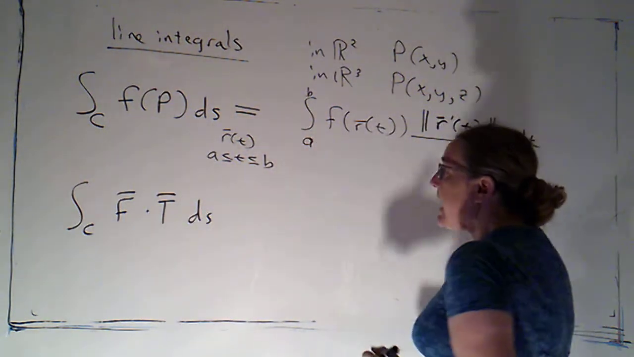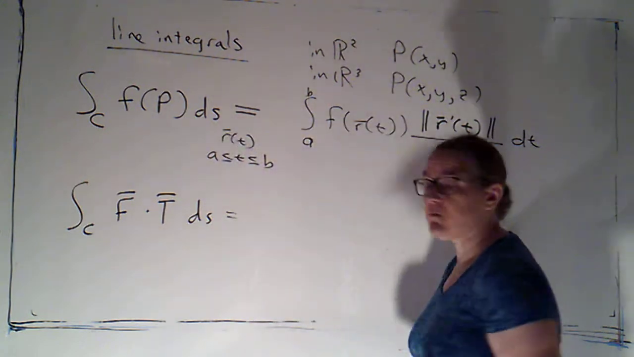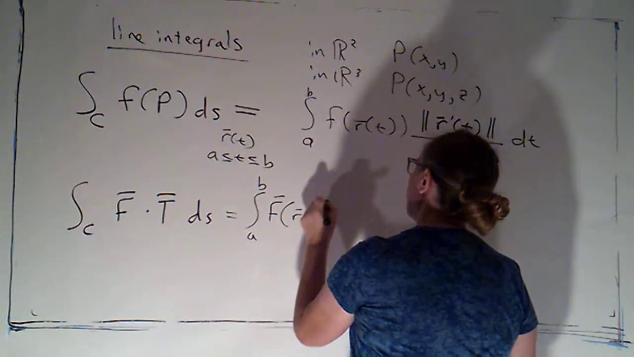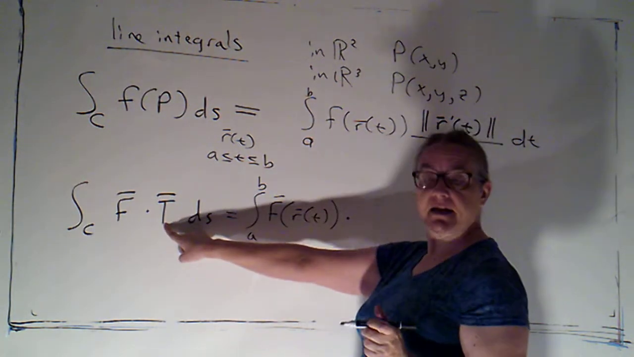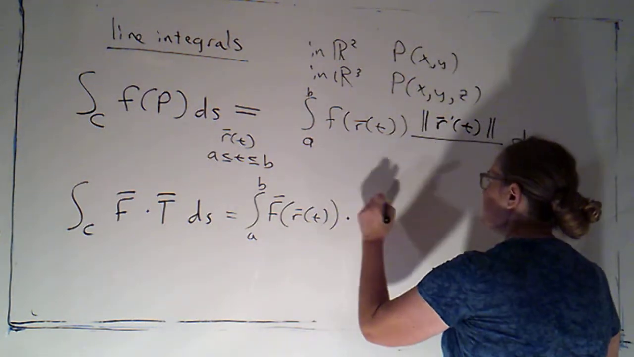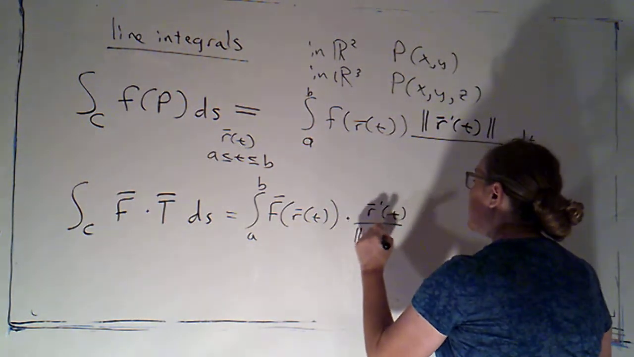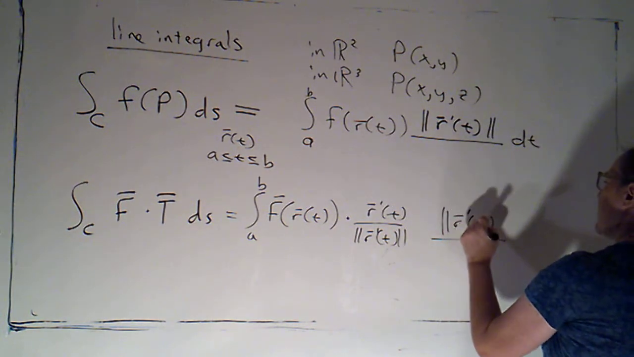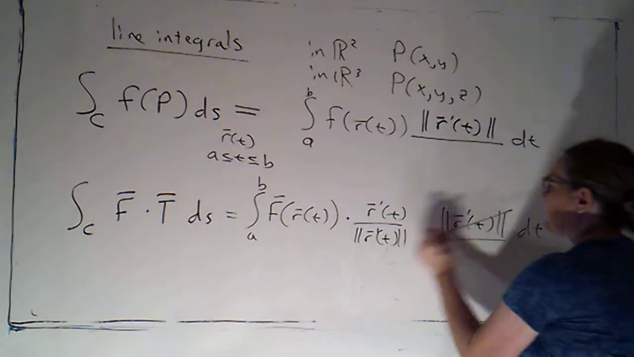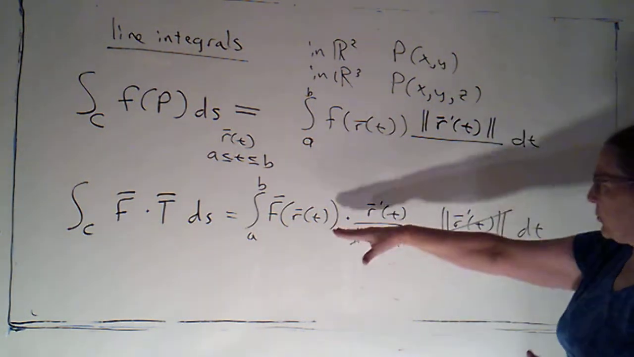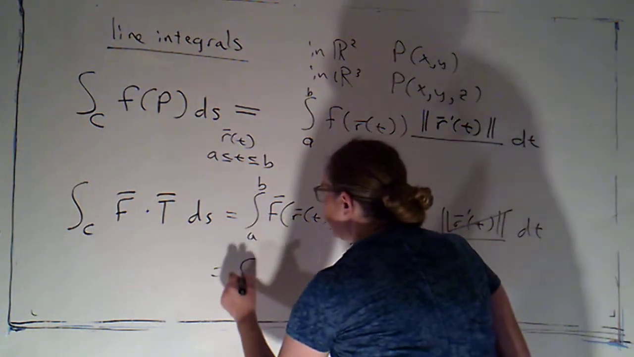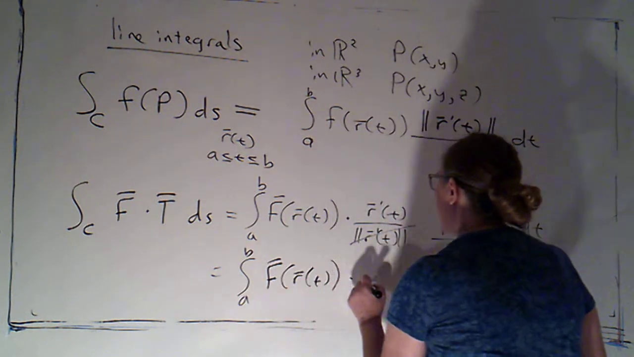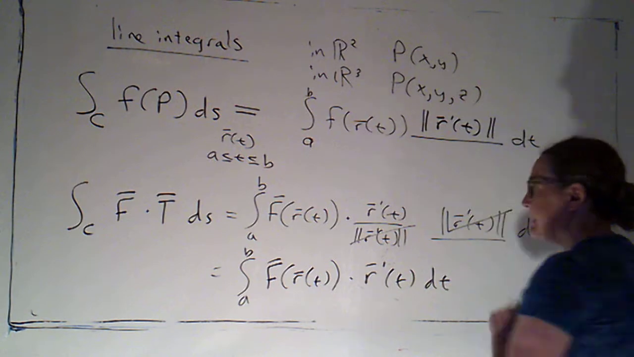Okay. And if I parameterize my curve the same way, that's going to become the integral from a to b of F of r of t dotted with T, which is just the unit tangent vector. So that's just r prime of t normalized, but then we get our scaling factor, which is the magnitude of r prime of t, and that cancels out. So this work integral is super, super nice because the formula simplifies to the integral of just F of r of t dotted with r prime of t dt.